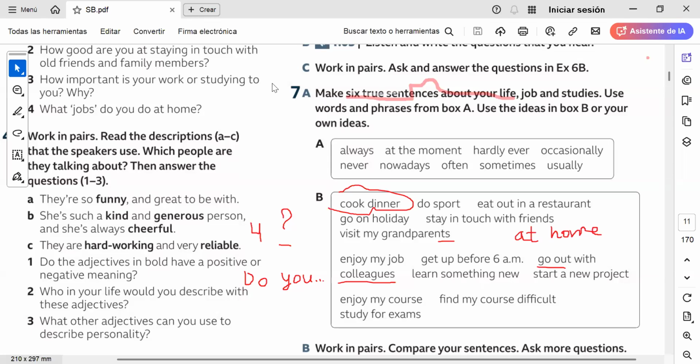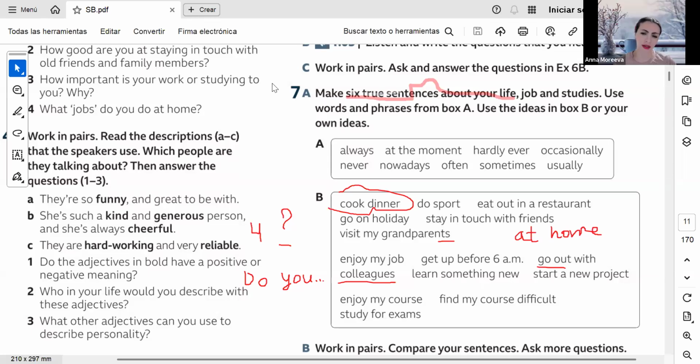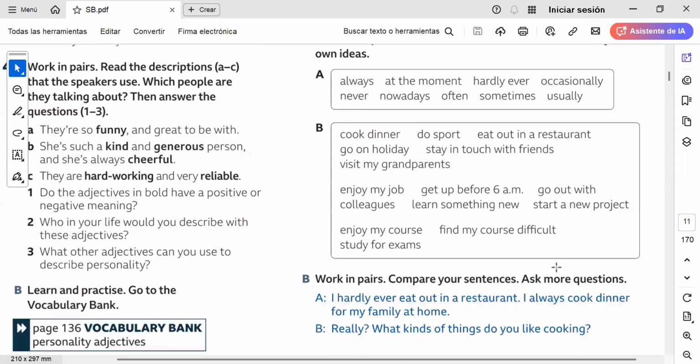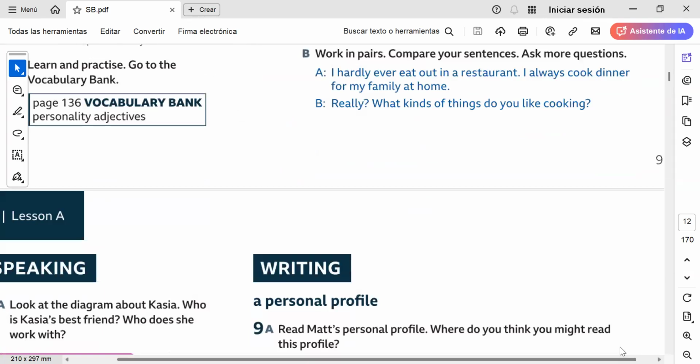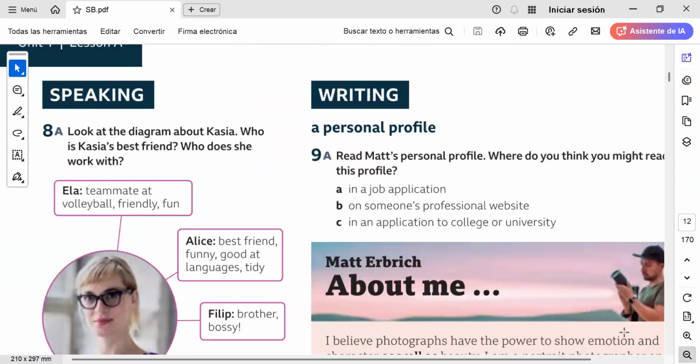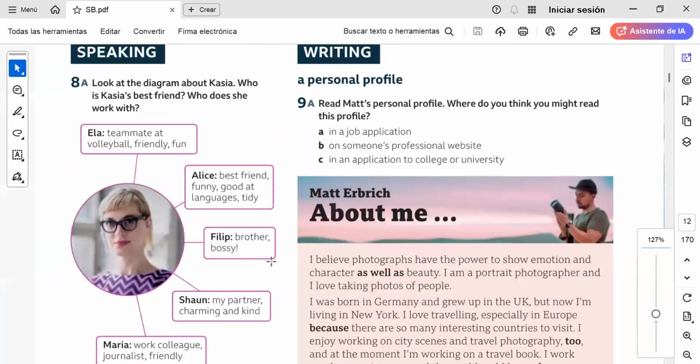Teacher, do you often start new projects? Yes, I do. If I can call it a project, yeah, sometimes I have new ideas to start a new course or something. Okay. Elizabeth, do you usually eat out in a restaurant? Yes, I usually go to brunch or a dessert.